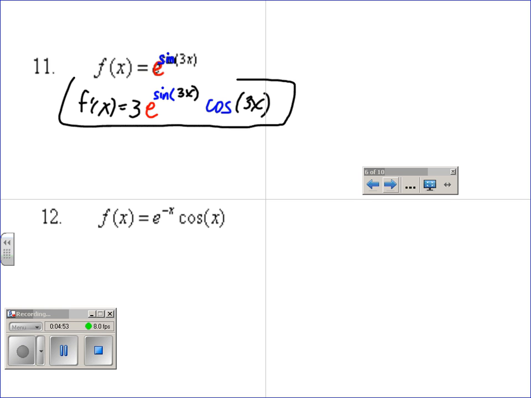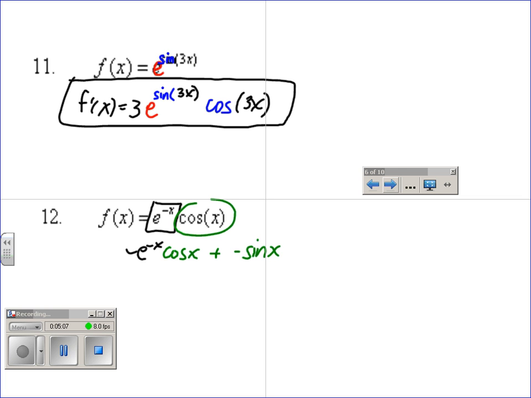Product rule. We have the derivative of the first, which would be negative e to the negative x times the second, plus the derivative of the second, negative sine x, times the first. So we have negative e to the negative x cosine x minus e to the negative x sine x.